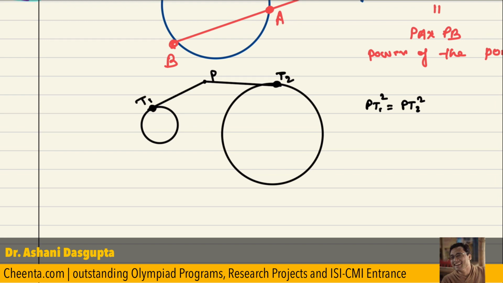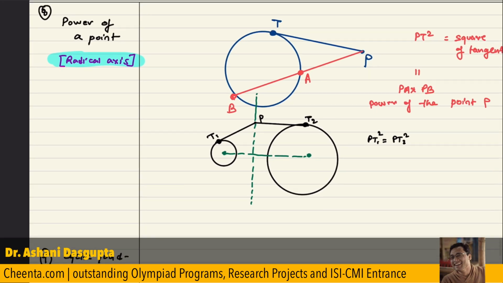That is, you take all the points with this property. It turns out that this will be just a straight line perpendicular to the line joining the centers of the two circles. But be very careful. The radical axis, which is this line, may not bisect the line joining the centers. In fact, in most cases, it will not bisect the line joining the centers. So that's what power of a point is.